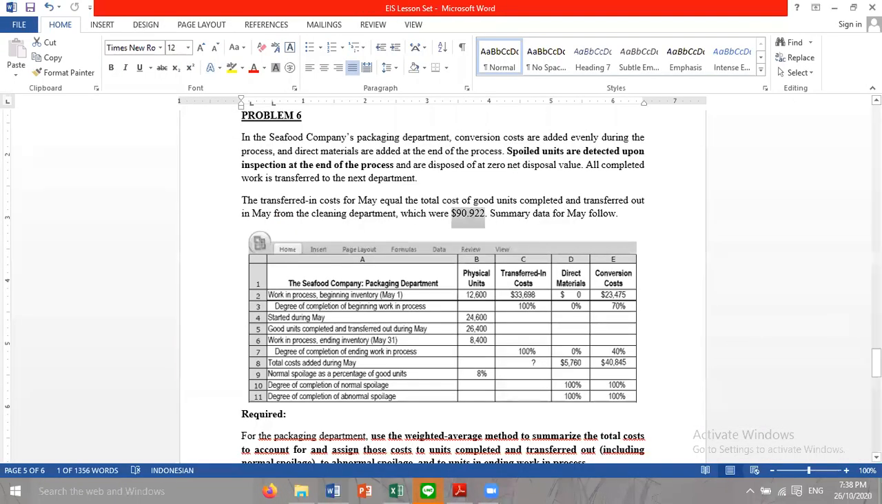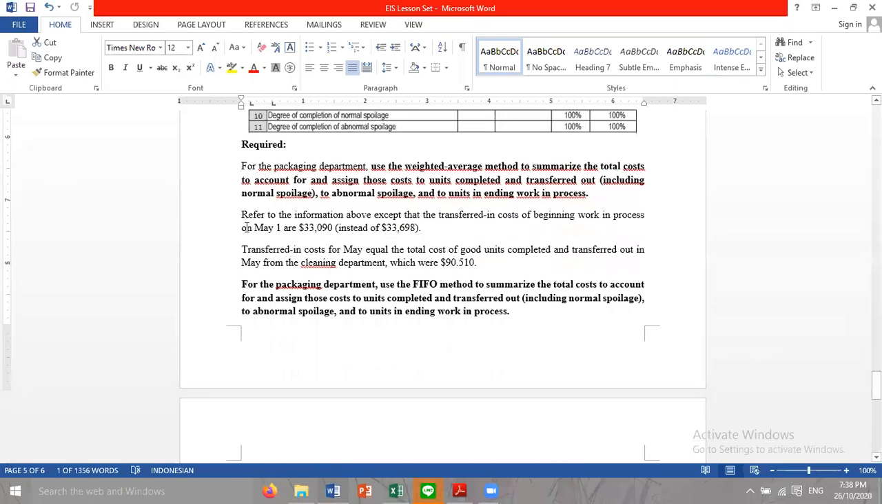And then next, we're asked, refer to the information above except that transfer in cost of beginning work in process is 33,000 instead of 33,698. And transfer cost for May equals the total cost of goods units completed and transferred out in May from the cleaning department, which was 90,510. For the packaging department, use the FIFO method to summarize the total cost to account for and assign those costs to units completed and transferred out, to abnormal spoilage, and to units in ending work in process.